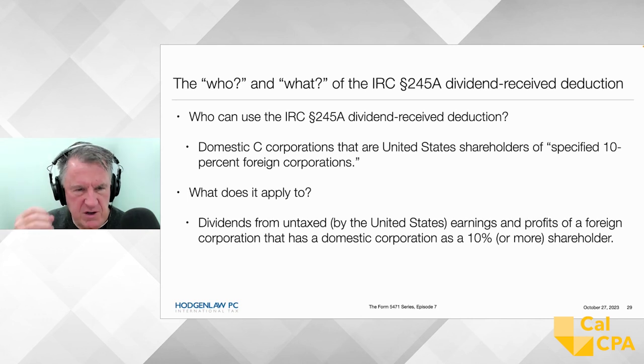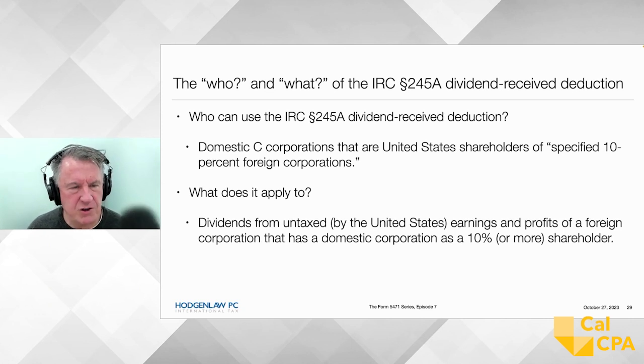Who can use this? Domestic C corporations, and they have to be United States shareholders, which means they have 10% or more of the stock of a foreign corporation, of a specified 10% foreign corporation. And a specified 10% foreign corporation happens to be a foreign corporation that has a domestic C corp that owns 10% or more of the stock. So it doesn't have to be a CFC. It can be a domestic C corp owns 10% of the stock, and a random third-party nonresident alien owns the other 90%. Section 245A still applies.